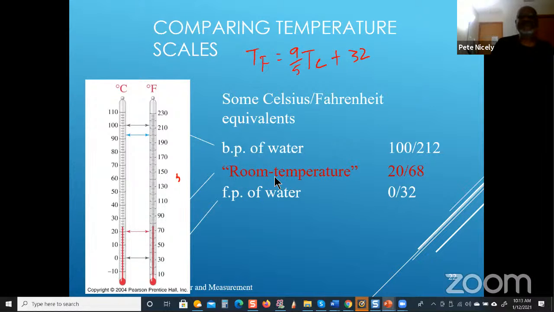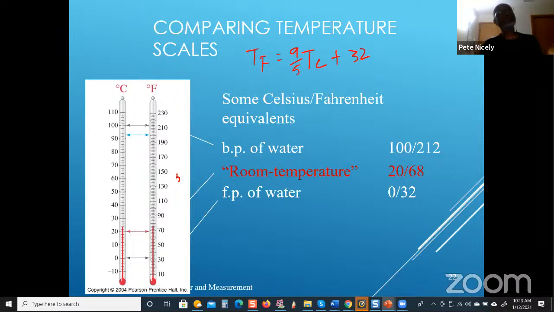And similarly, if you look at the room temperature, which is 20 degrees Celsius, somewhere between 20 and 25, that's usually room temperature. So let's say it's 20 degrees Celsius. Then if you plug this 20 into this equation, that works out to be 68 degrees Fahrenheit. And then for the boiling point of water, which is 100 degrees Celsius by definition, if you plug the 100 into this equation, it works out to be equal to 212 degrees Fahrenheit. So that's basically the relationship between the Celsius scale and the Fahrenheit scale.